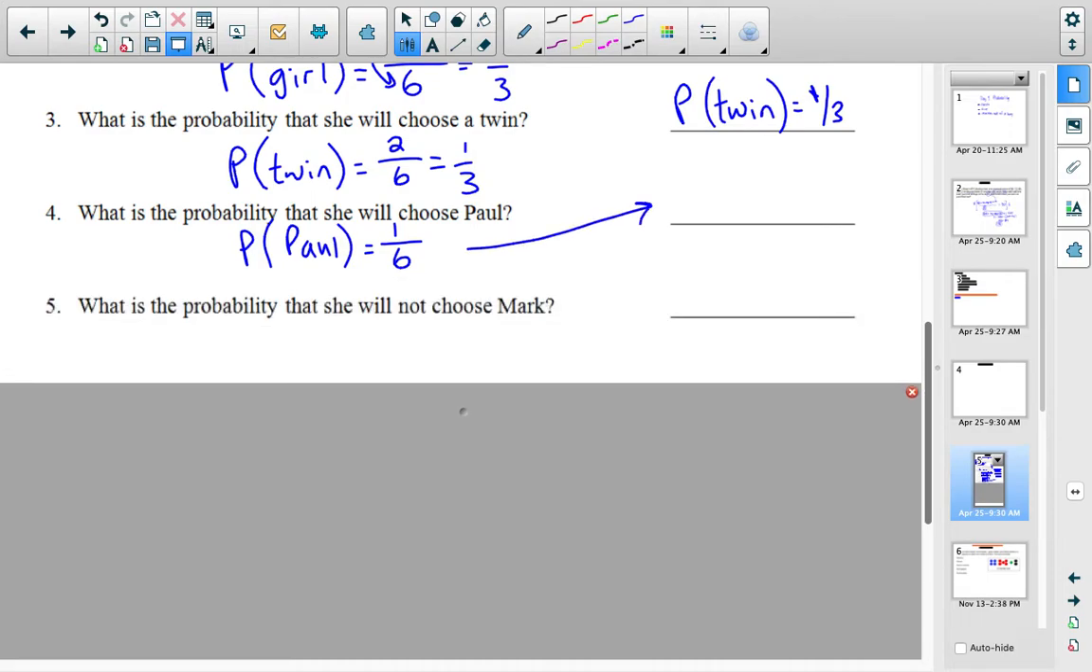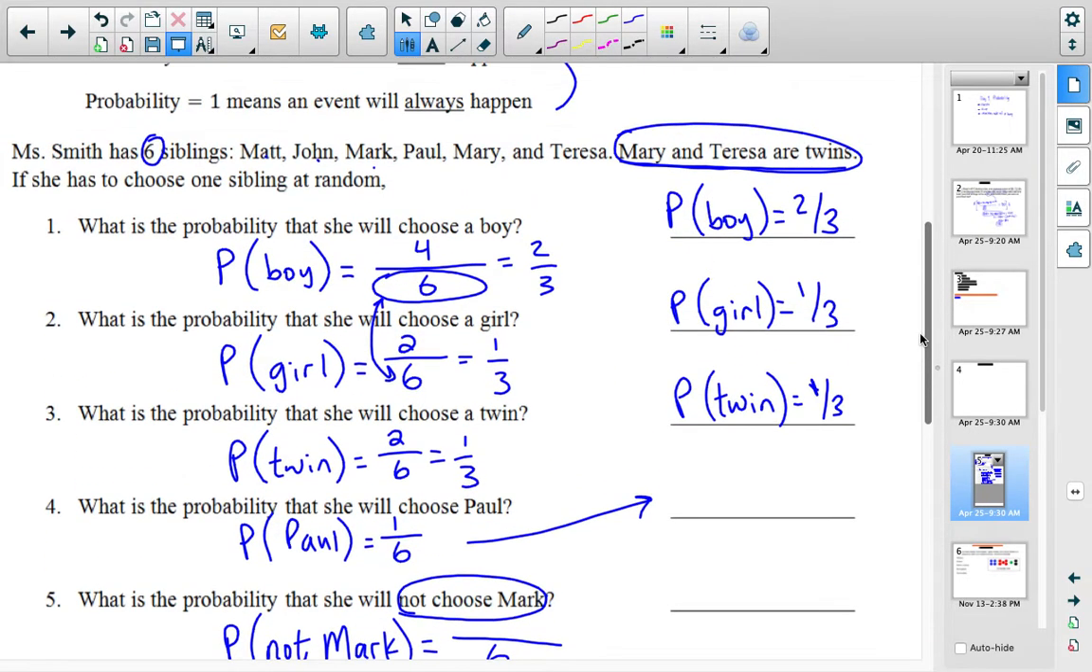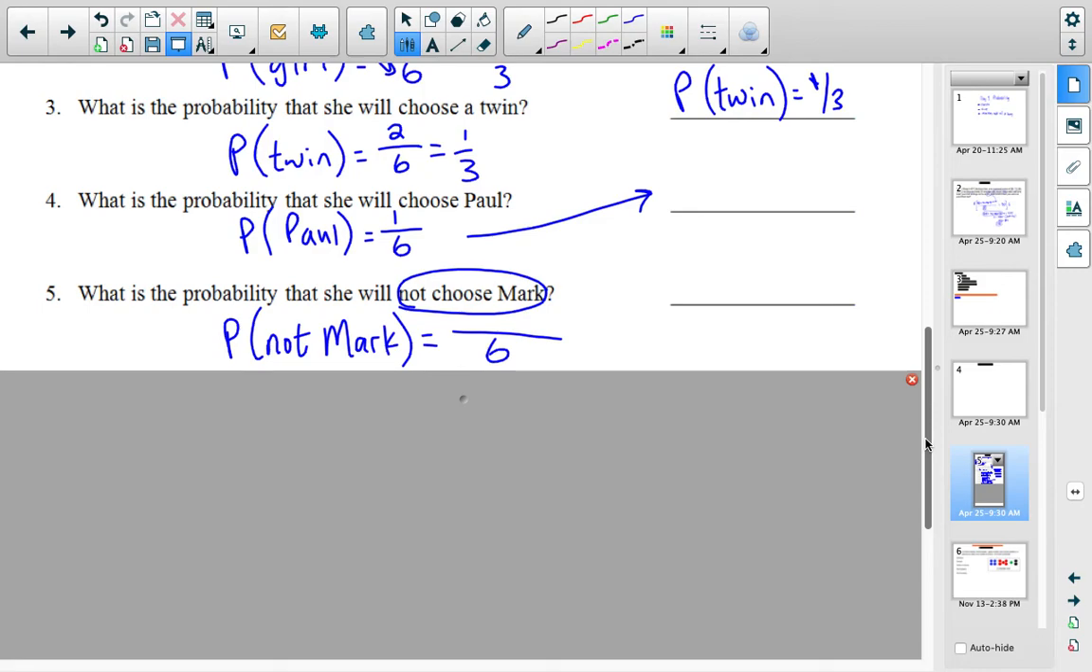What is the probability that she will not choose Mark? So these are the tricky ones, not choose Mark. So you can write it probability of not Mark. Well, there's still just 6 siblings, how many of them are not Mark? You can go back up and look, or you can just remember there was only 1 Mark, which means there's 5 that are not Mark.